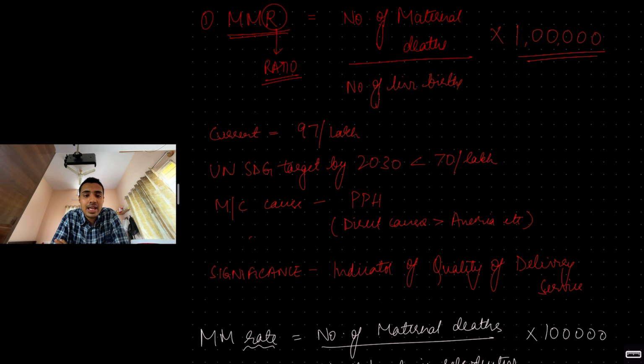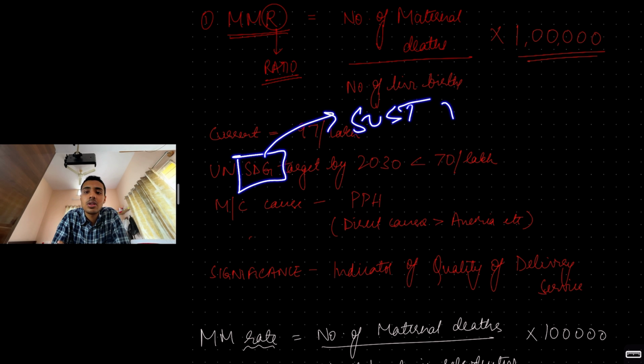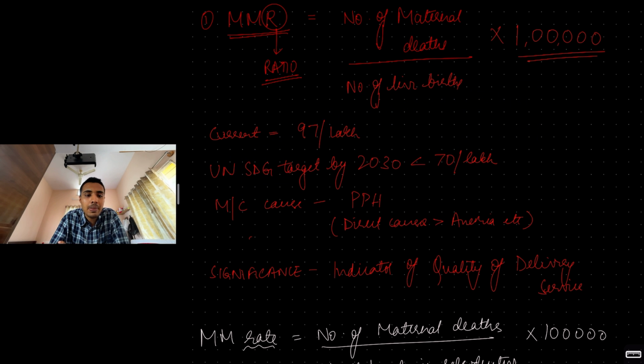Now United Nations has given something known as SDG, Sustainable Development Goals. Basically, these are certain targets set by the UN for each and every member country to achieve by the year 2030. So according to this, the MMR should be less than 70 by the year 2030.